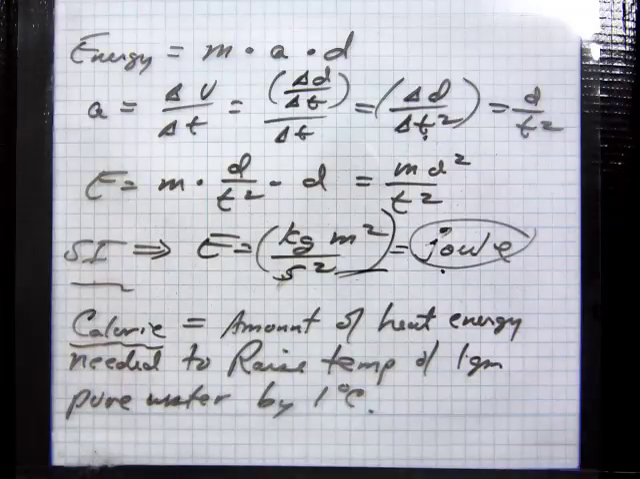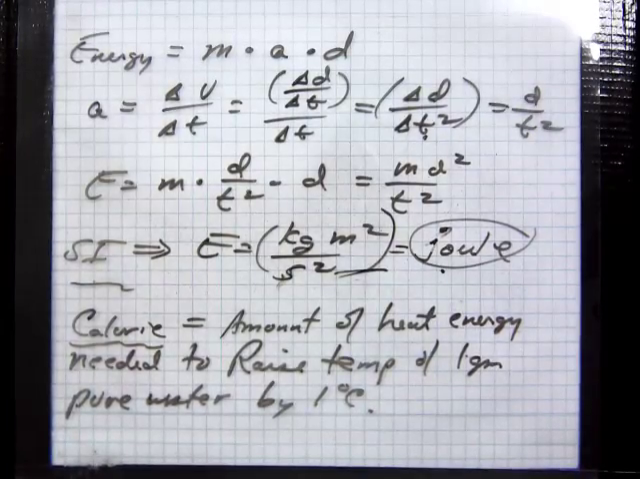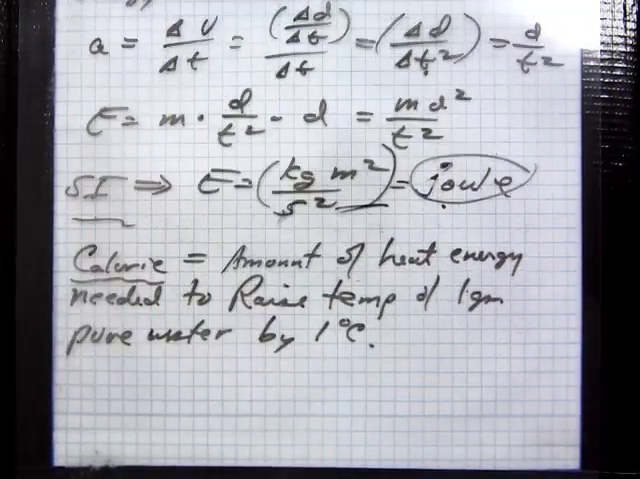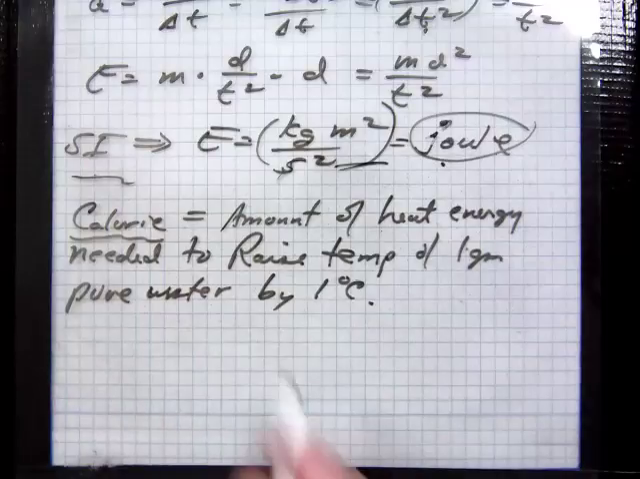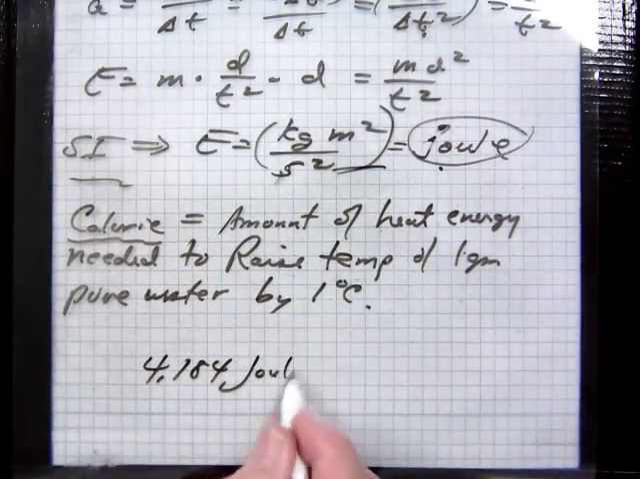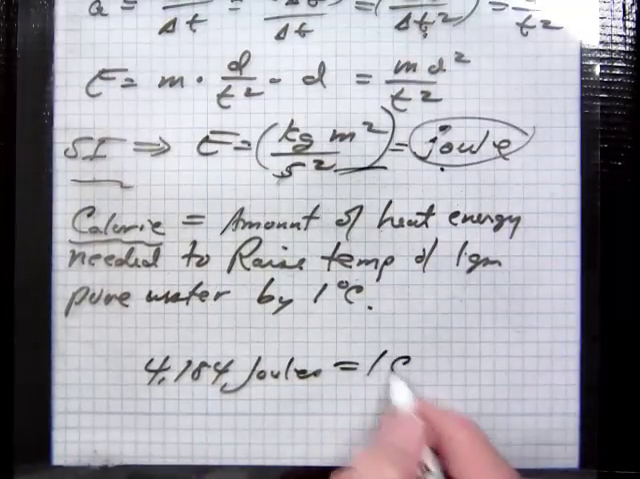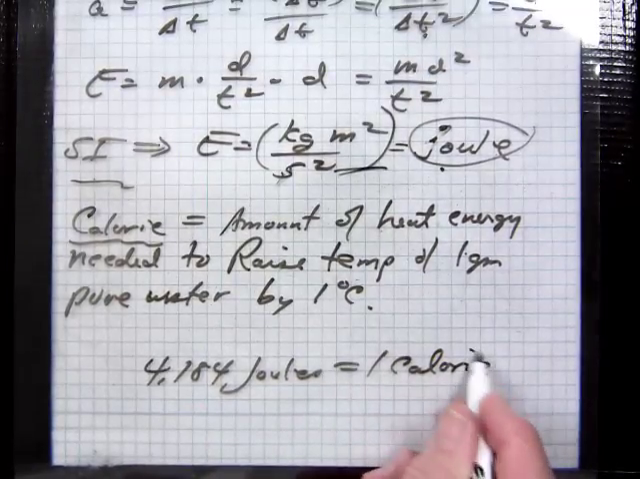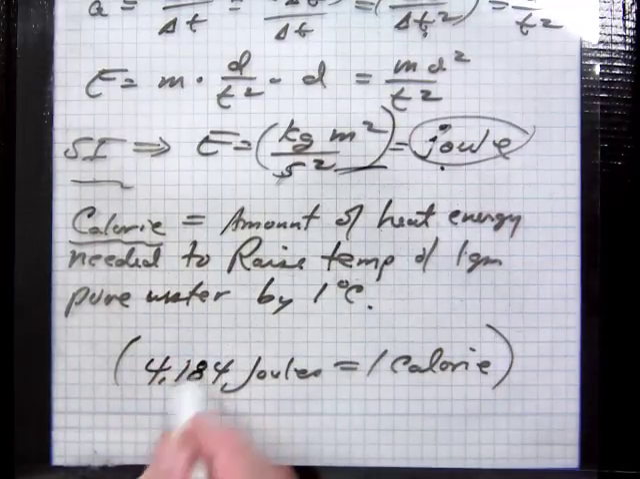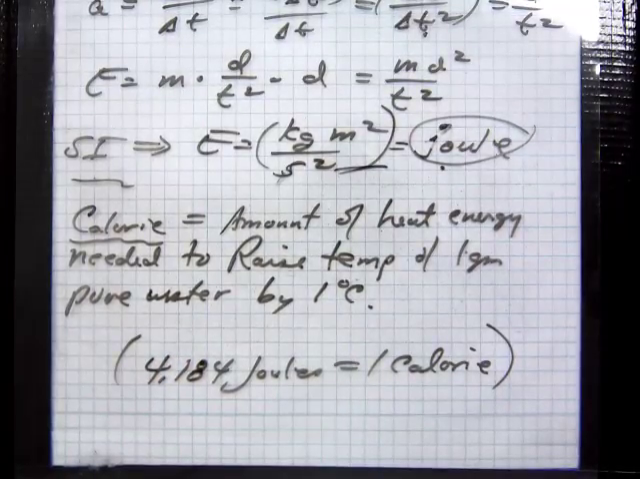Okay, who cares? Big deal. What do you need in terms of conversion? The relationship is between calories and joules. This is where it kind of comes together. 4.184 joules equals 1 calorie. If you look at your conversion sheet that I gave you earlier today, at the outset of class, you'll find that little conversion factor on there.